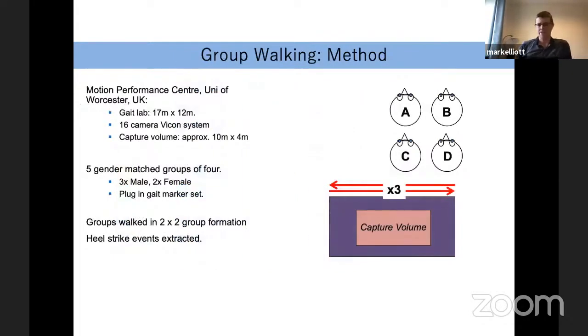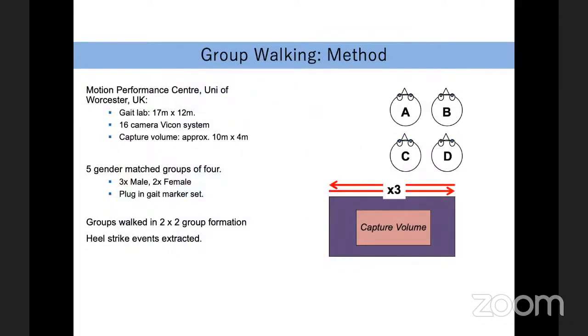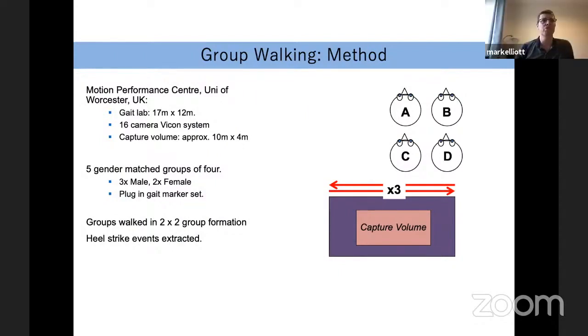So then we attempted this on the walking method. We wanted to look at this in a more spontaneous way. So whereas that previous experiment was a bit more controlled, the walking experiment was completely spontaneous, in that we just asked people to walk as a group. We didn't mention anything about timing their steps together. So here we had a 2x2 formation of people walking up and down a gait motion capture lab. And this time we used the heel strike events as the event times.